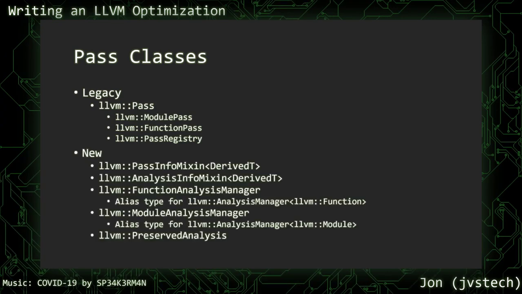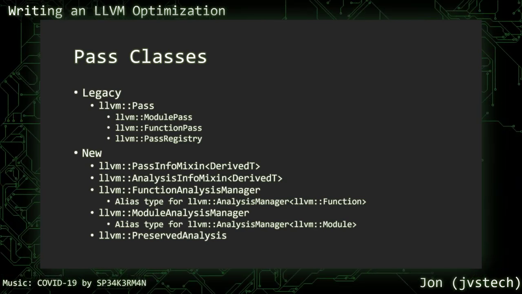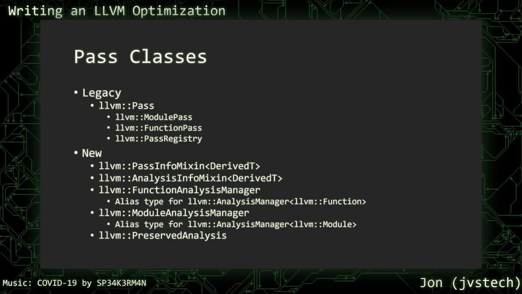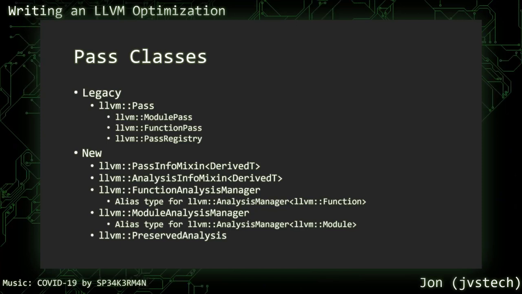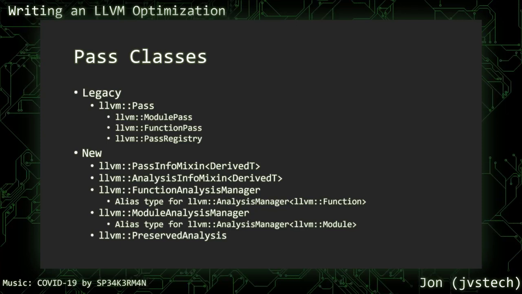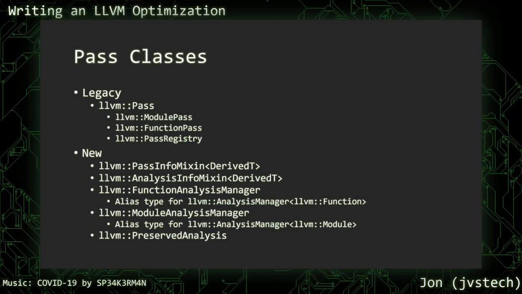New passes inherit a mixin template where the template parameter is the pass class itself. The only required function is a public run function, which takes in a function or module reference, an analysis manager class template reference, and returns a preserved analysis value. The preserved analysis class can be used to determine the scope of what a pass preserves, as well as optionally specifying individual, specific analysis passes which were preserved during the transformation pass's execution.